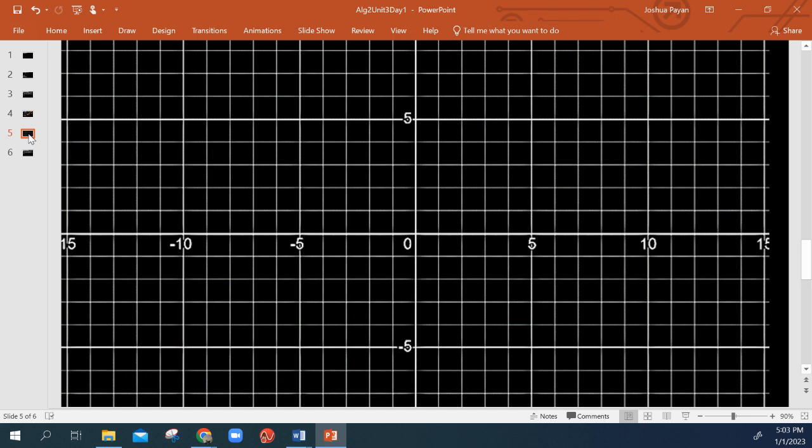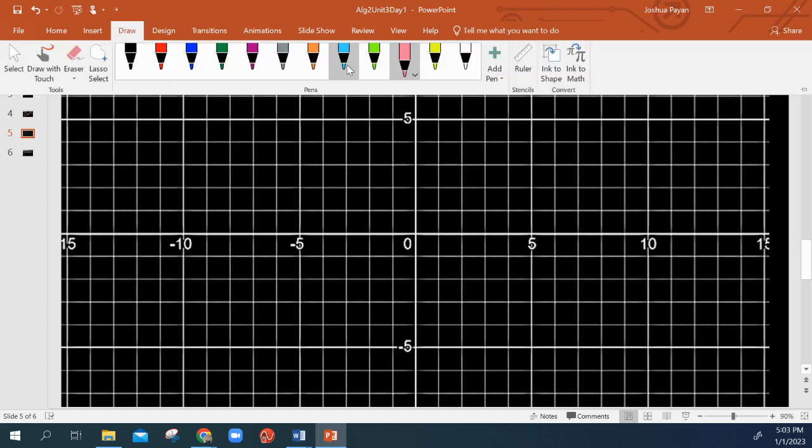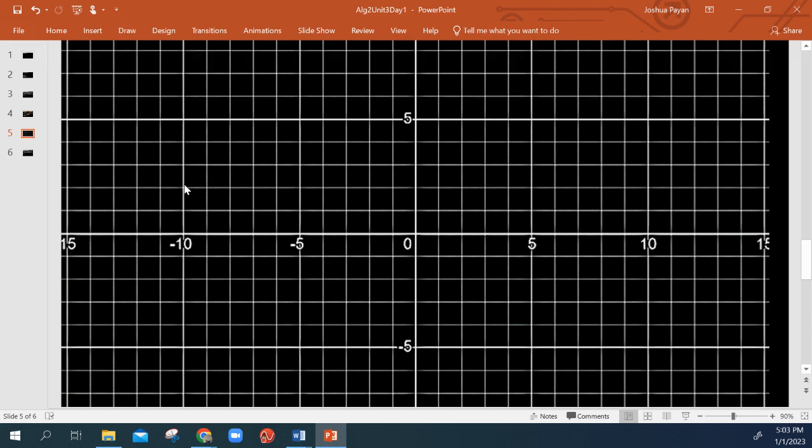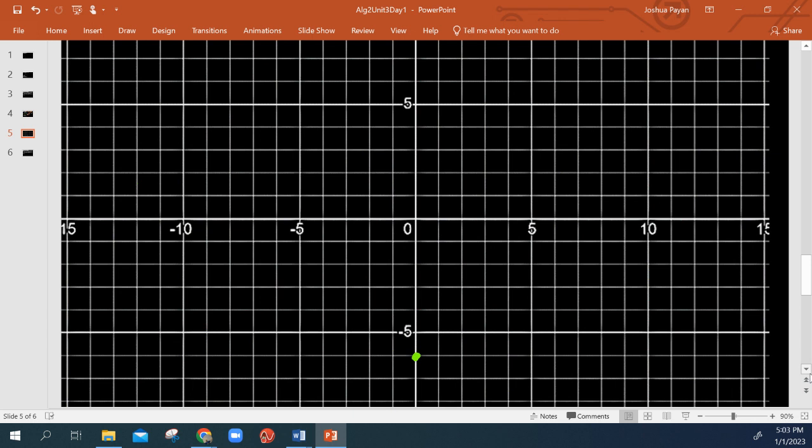So let's translate that onto here. I'll use green, that'll show up the best. So I remember that the y-intercept was at negative 6. The vertex was at negative 1 by negative 8. So there's the y-intercept of 0 by negative 6. That's the y-intercept. This is my vertex of negative 1 by negative 8.